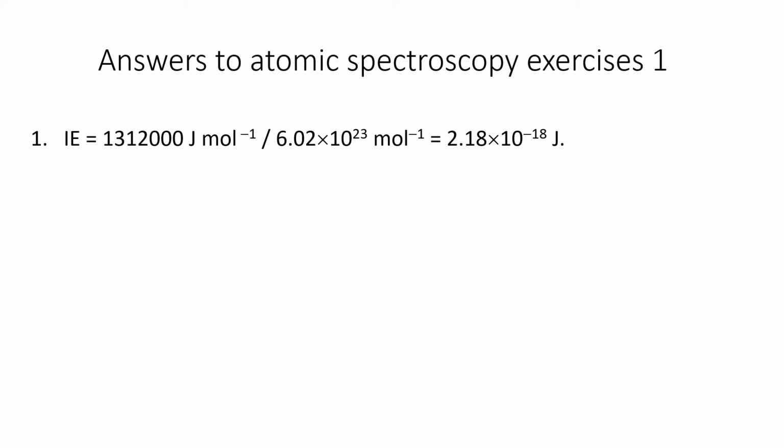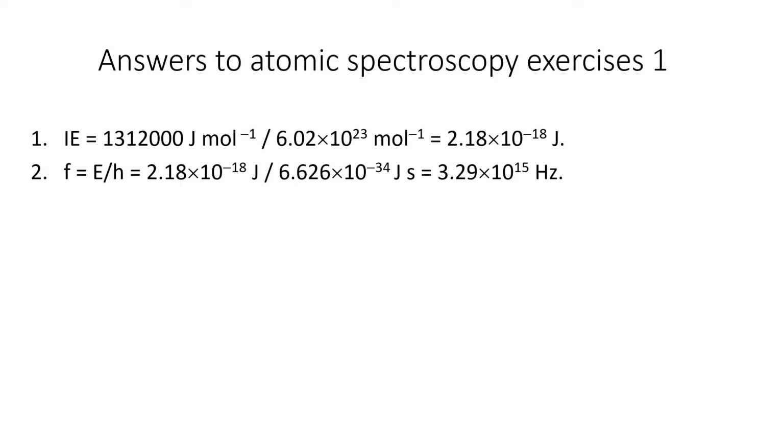And now going on to the answers for these questions. In the first question we had 1312 kilojoules per mole as the ionization energy for a hydrogen atom, and we've got to remember to convert kilojoules to joules. So I've multiplied by 1,000 here to get a value in joules per mole, and then when I divide that by Avogadro's number, which really has the units of per mole, the number of things in a mole, that gives us the value for one hydrogen atom. You can see it's an extremely small energy for one hydrogen atom. Not surprising really, as there are so many atoms in a mole.